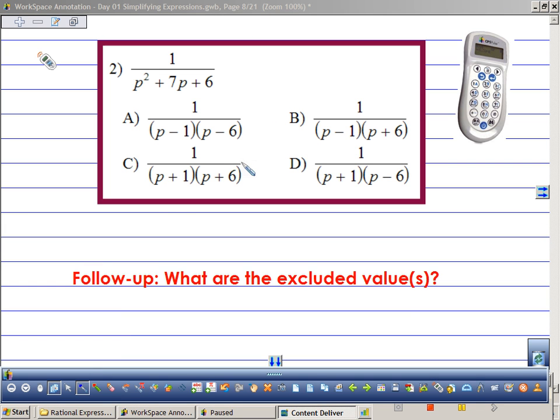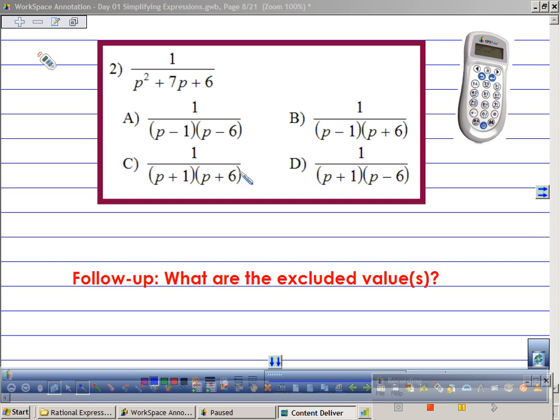My turn, guys. So tell me what it isn't and why. It's not A because they're both negative. Negative times negative is a positive, but a -1 and a -6 does not make a -7, right? This is a +7. So it couldn't possibly be A.